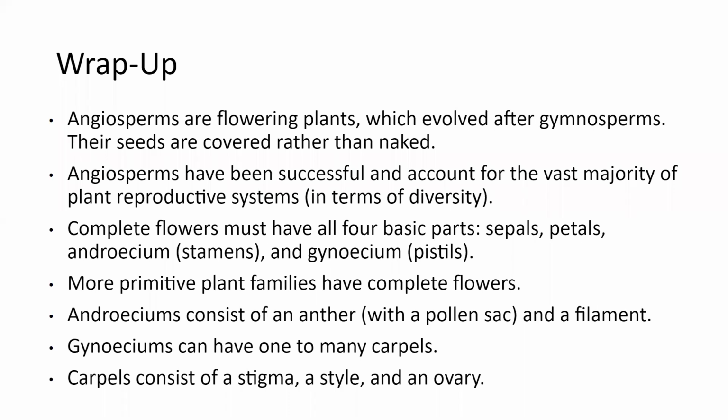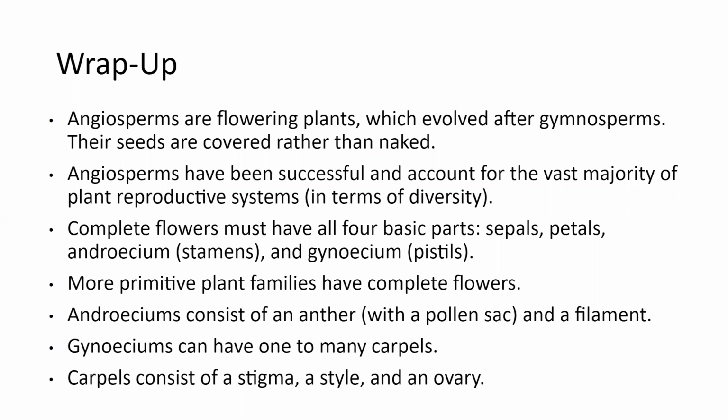When we're talking about complete flowers, these are flowers that have all four of the basic parts. The four basic parts are sepals, petals, the andrecium, the male parts of the flowers, and the gynoecium, the female parts of the flowers. And we also see a trend that the more primitive plant families, the early angiosperms, have complete flowers that have all four of these parts. To review, the andrecium consists of an anther with a pollen sac as well as a filament. And the gynoecium contains all of the female parts of the plants, and so they can have one to many carpels. We'll look at some practice examples of that.